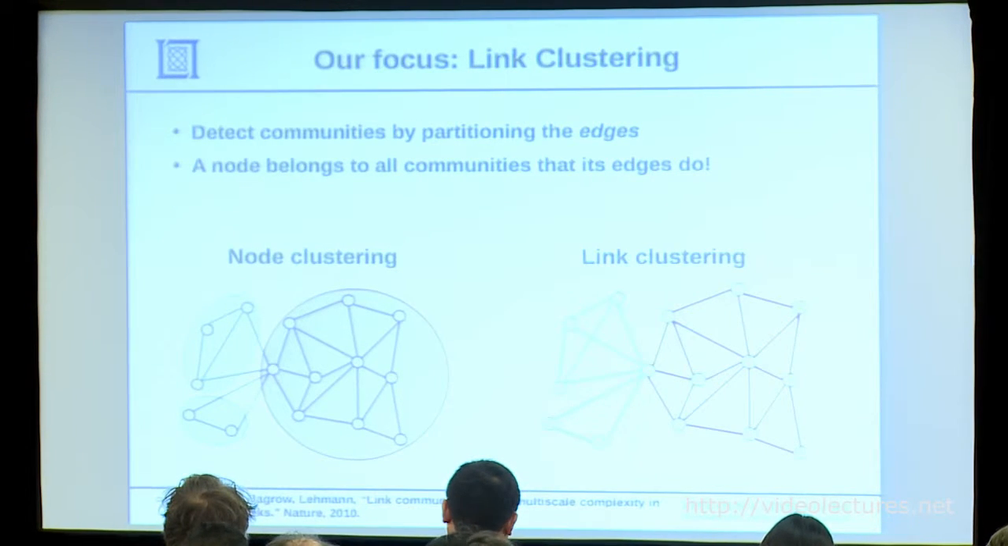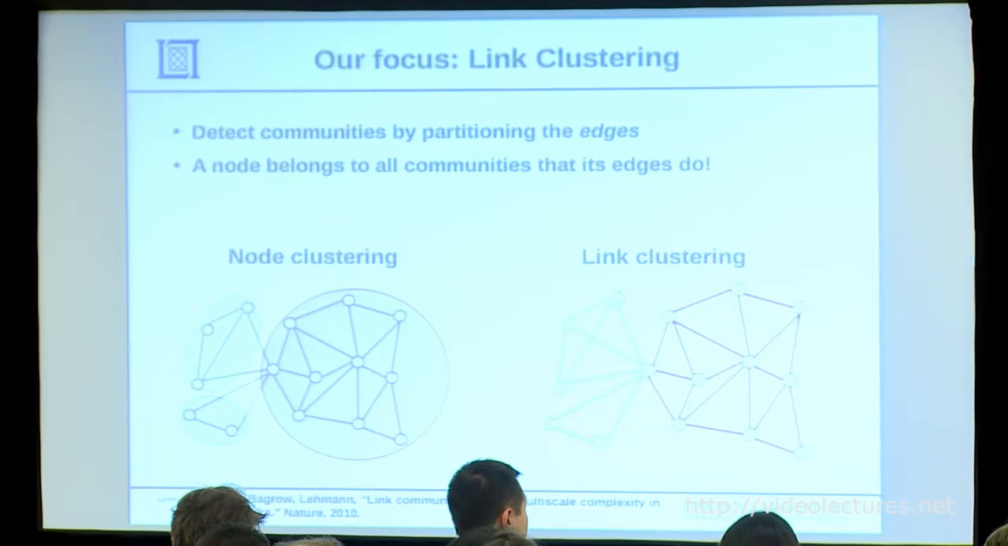Like I said, I'll focus on an algorithm that is not mine, called linked clustering, from a 2010 paper by Ahn, Bagrow and Lehmann. The basic idea is, what if we partition the edges of a graph and then form communities from the edge community memberships? So each node then becomes a member of all communities that its edges are in. Here you can see the canonical example: node clustering doesn't really know what to do with this node here, but edge clustering allows this node to take part in the three obvious communities in the graph.